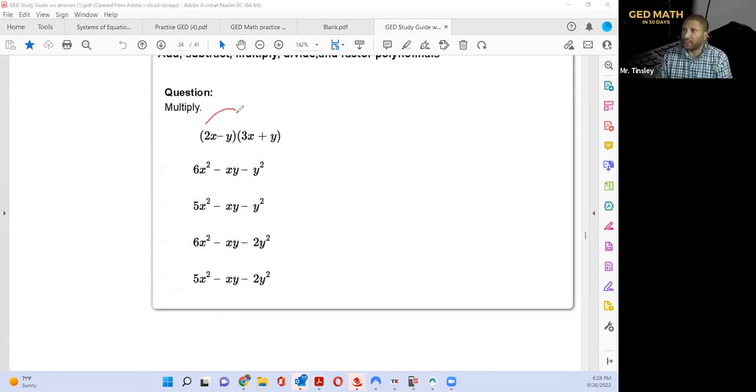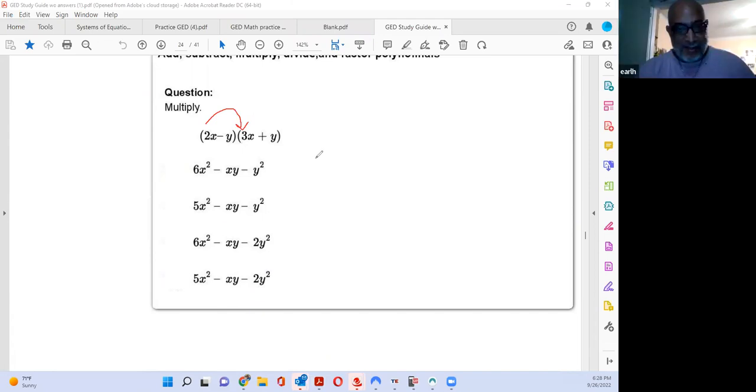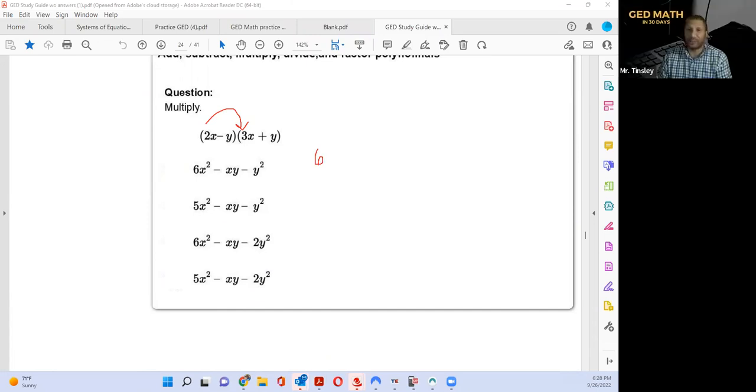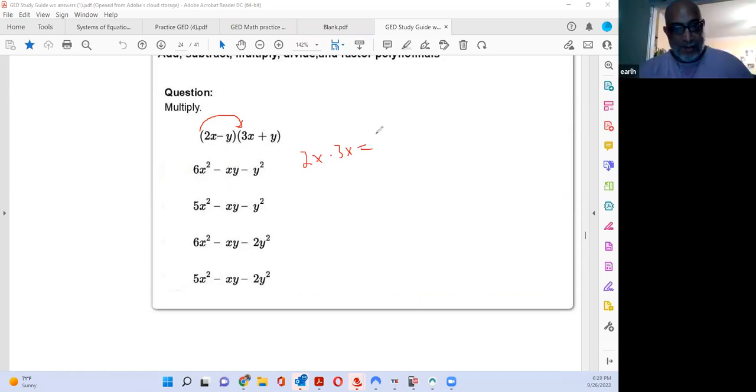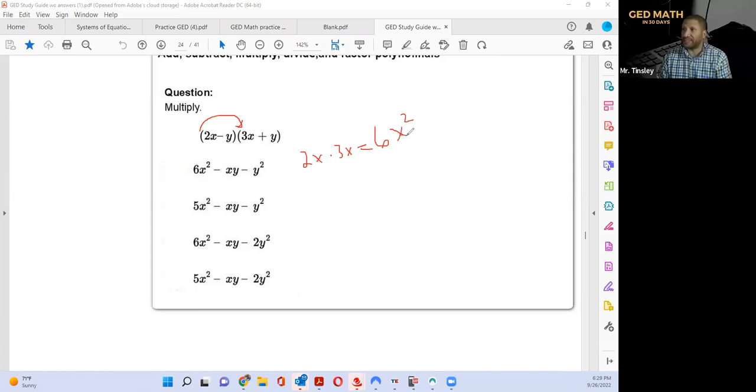So 2x times 3x is what? 6x? No, 2x times 3x. Can anybody help me? What's 2 times 3? 6. What's x times x? Oh, x squared. See what I mean? It's those small mistakes. 6x squared.